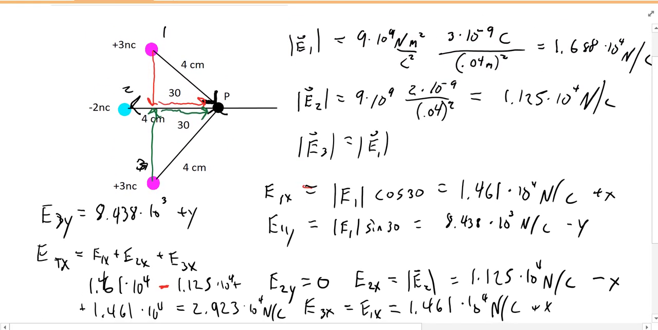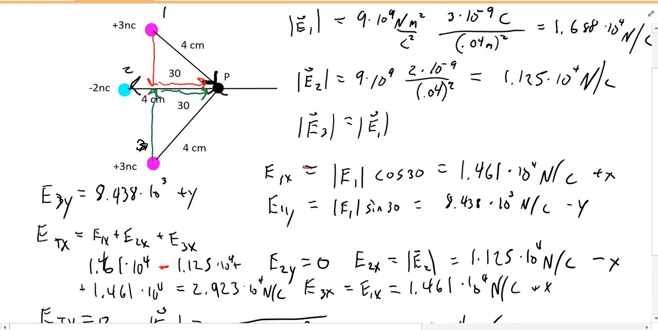Part B of the problem is if we were to put a 5 nanocoulomb charge at point P, what would the force on it be? Your first thought might be, oh my gosh, am I going to have to go through all this math to use Coulomb's law? I'm going to have to find the force due to charge 1 and the force due to charge 2 and the force due to charge 3 and add those all up as vectors. Well, you could do that, and if you didn't make any mistakes, you would get the right answer, but there's a much faster way.